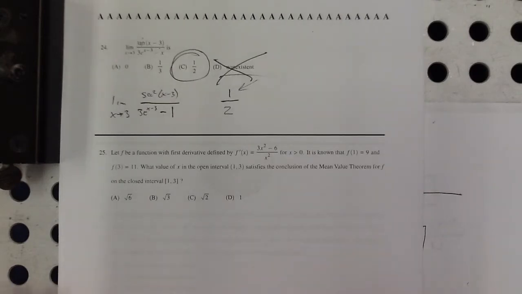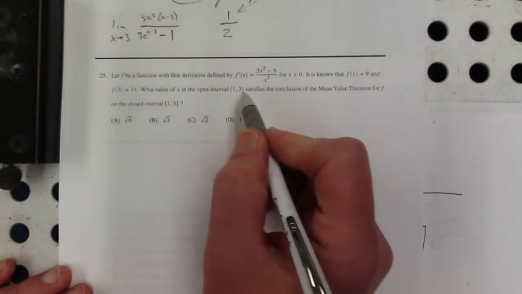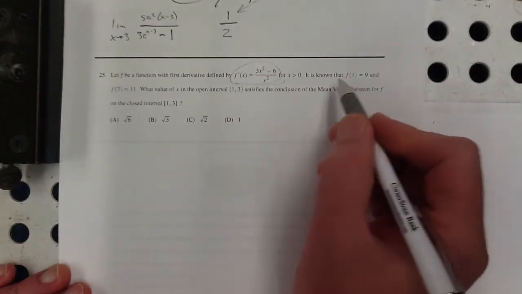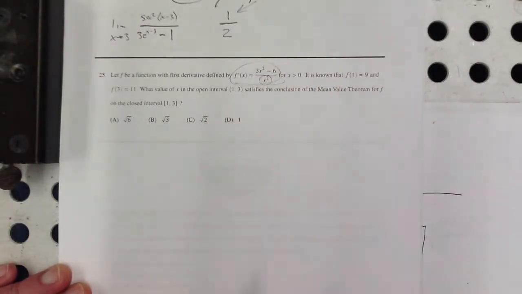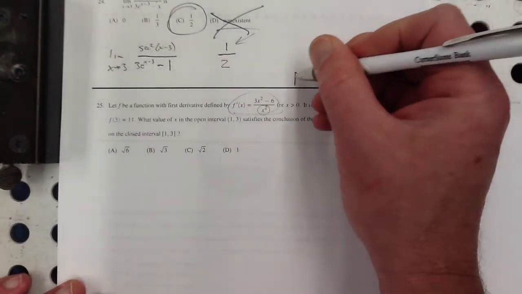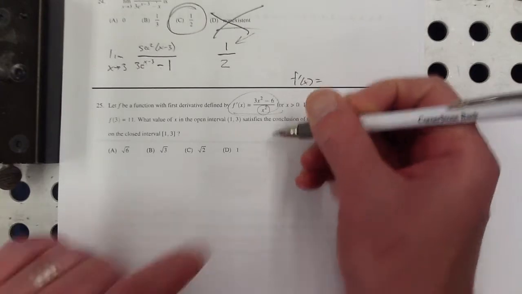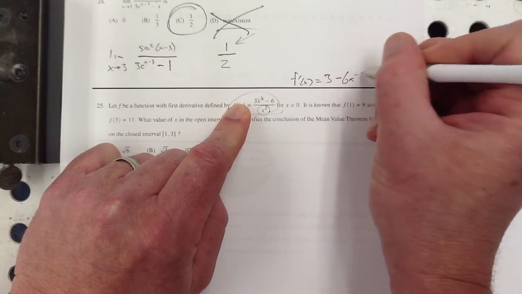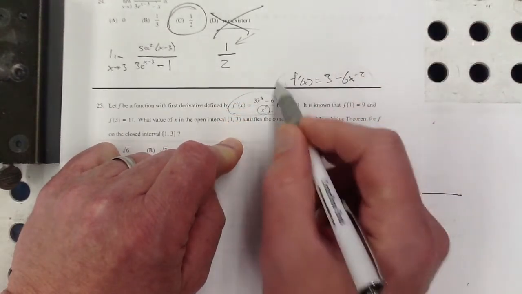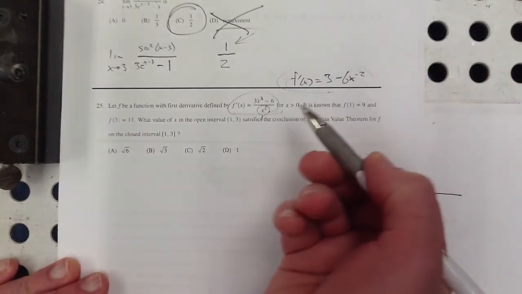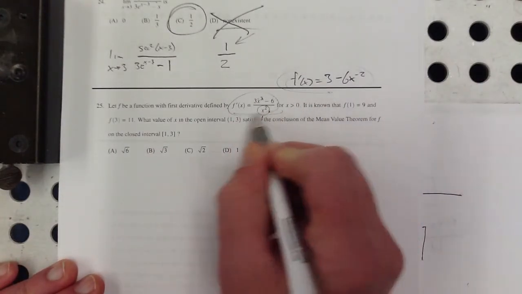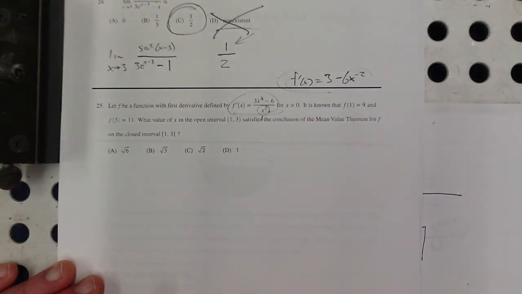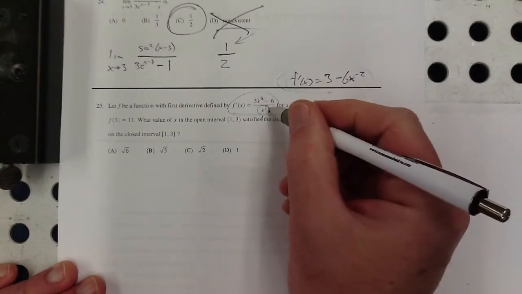Number 25. Let f be a function with first derivative defined by this. And right off the bat, when you see something with a monomial in the bottom, you can simplify that. That's f prime of x is equal to 3x squared divided by x squared is 3 minus 6x to the negative 2. That is a much more calculus-friendly way of writing this. You can't do that kind of simplifying when the thing on the bottom has a plus or minus separating different terms. I know some people have bad algebra habits where they try to cancel things out in this way. But if you just have a monomial in the bottom, you can divide through by it.